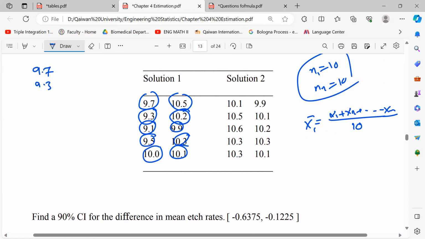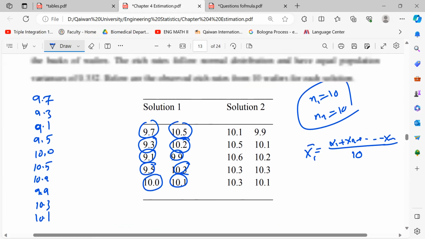0.7, 0.3, 0.1, 0.5, 10, 10.5, 10.2, 9.9, 10.3 and 10.2. We have these 10 data.